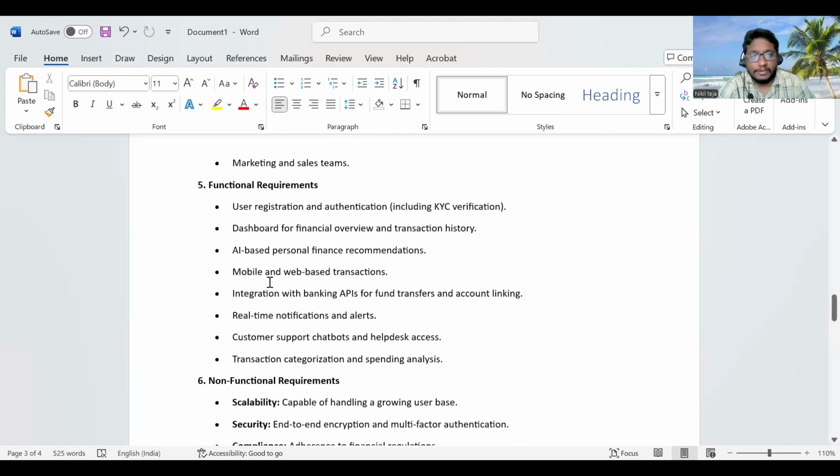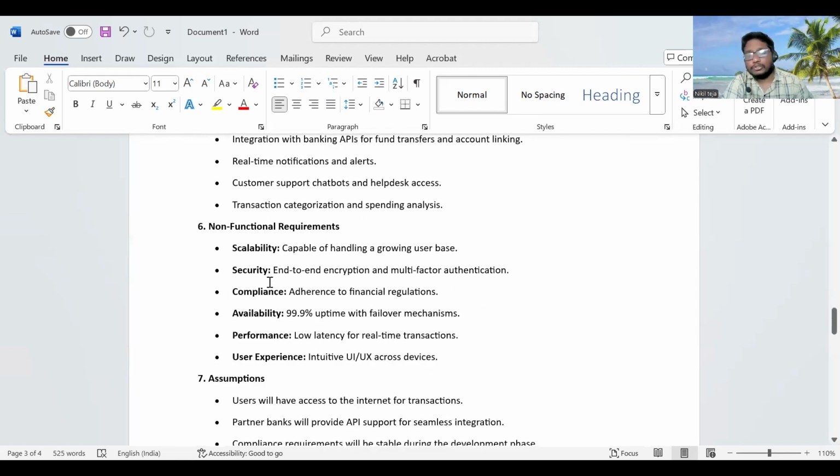So these are the functional requirements: user registration and authentication, including KYC verification, dashboard for financial overview and transaction history. So you can understand, right? These are the functional requirements, how my app should work. It will be talking about how. The objective and the executive summary will be talking about what and why. But functional requirements will be talking about how my app should work.